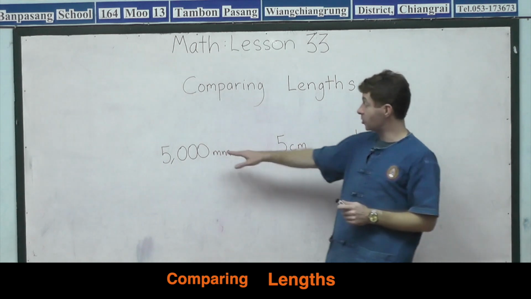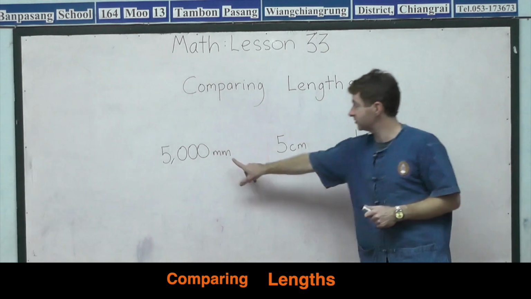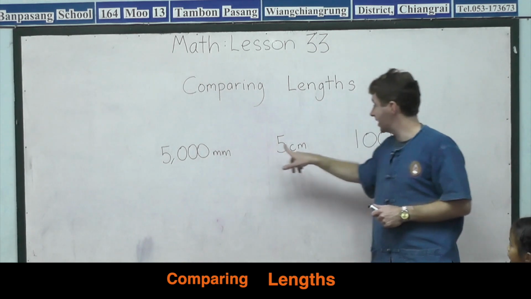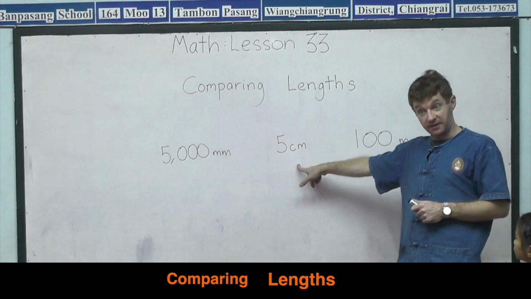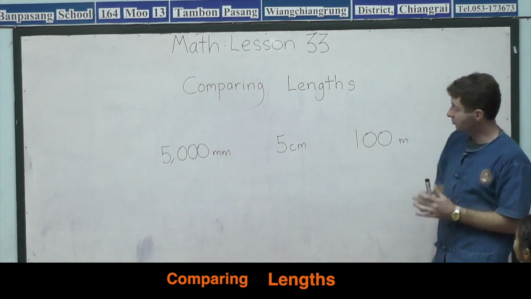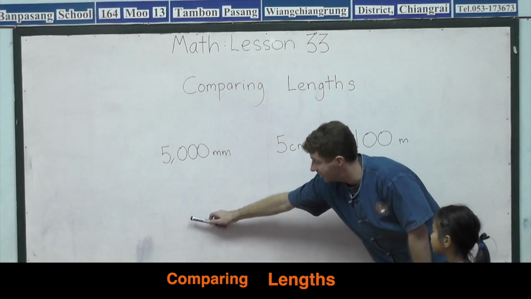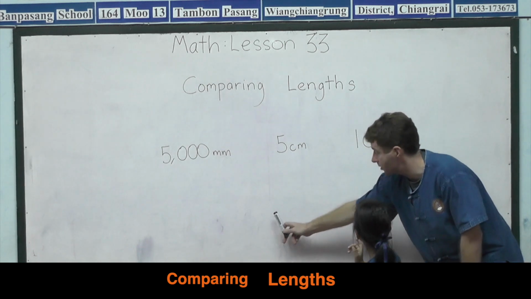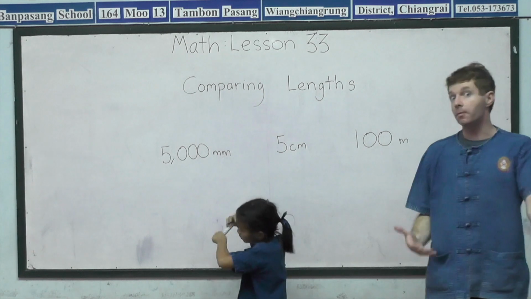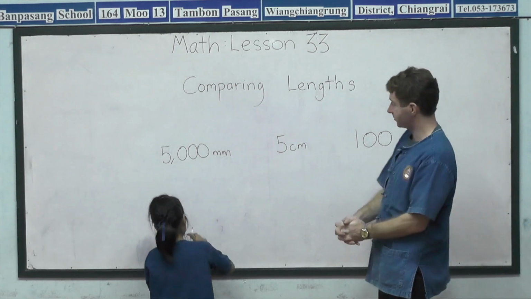Okay, so we've got 3 different units of length. Which is the shortest? Millimeters. And then centimeters. And then meters. So, can you write the shortest one for me, Prel? Can you write here? And then the middle one, and then the longest. This is called comparing.